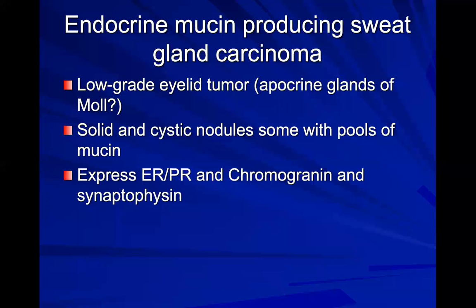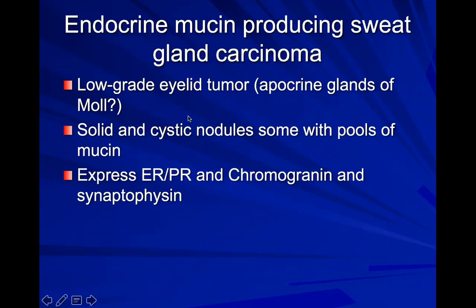This is something that you don't need to know, but I just include it here for completeness' sake. This is a recently described lesion called an endocrine mucin producing sweat gland carcinoma, which is an awesome name. And sometimes people refer to it as an EMPSGC. Anyway, it's a low-grade eyelid tumor. So if you see a little tumor near the eyelid, it could be this sweat gland carcinoma.